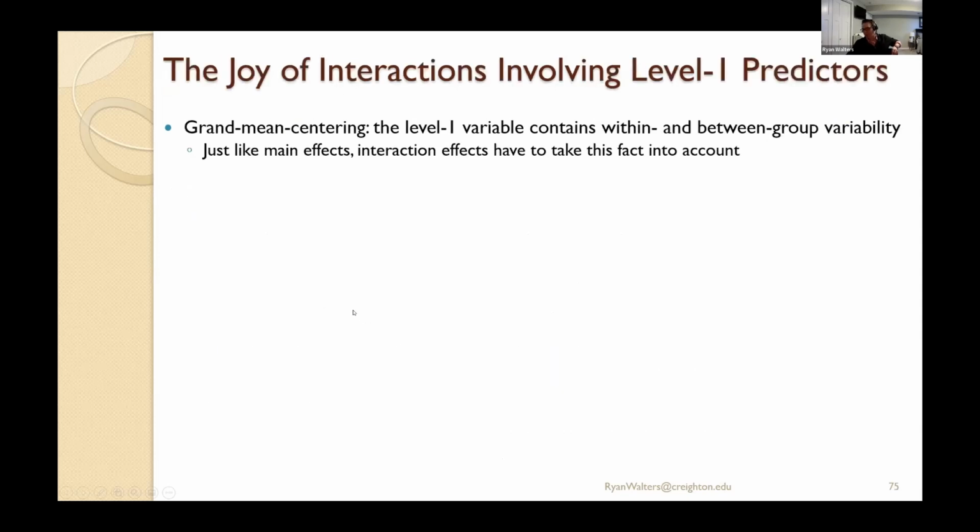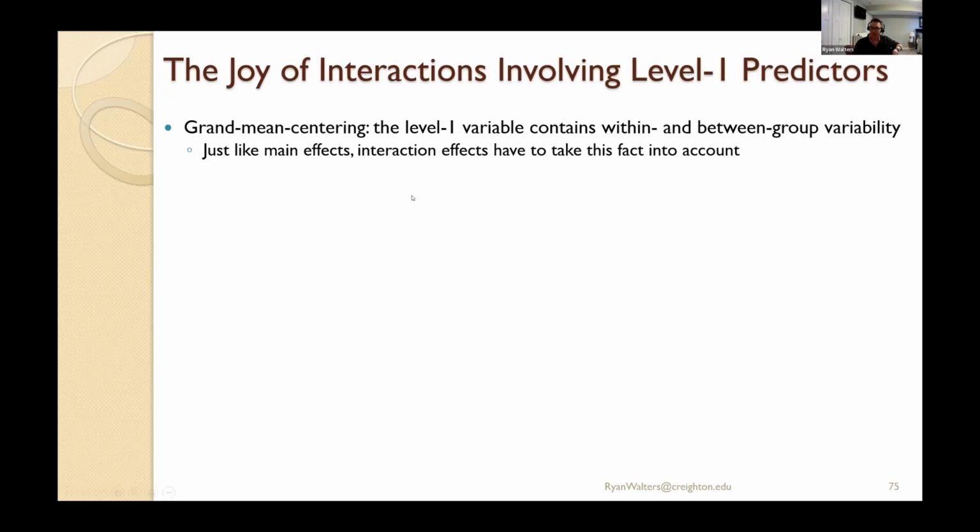Of course, because we're in grand mean centering, there's some nuance here with including those cross-level interactions. Remember that level 1 variable, that HP65 variable, still contained level 2 variability within it. It only became a level 1 effect after including state mean age based on the sample in the model itself. So just like main effects, the interaction effects also have to take this into account.